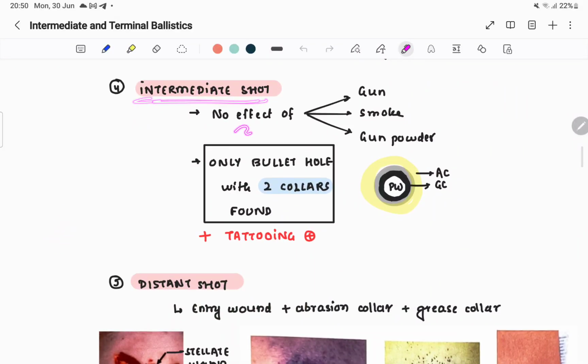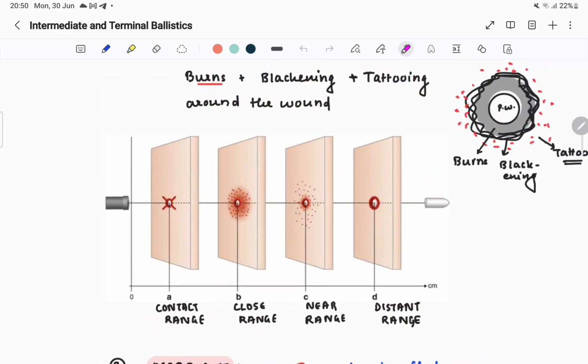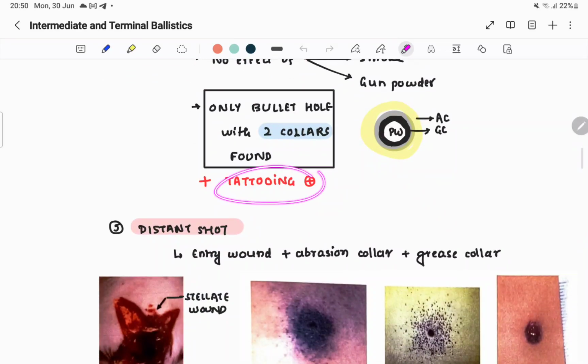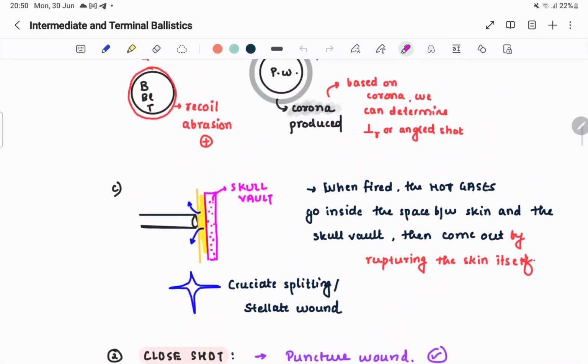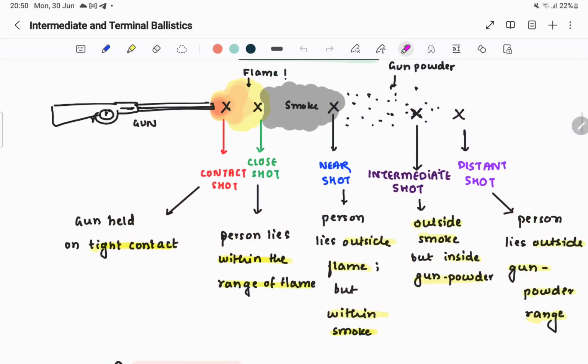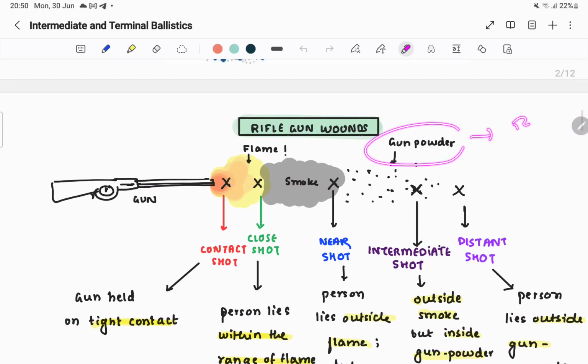Intermediate shot. No effect of flame, smoke or gunpowder. No effect at all. Only a bullet hole with two colors. Intermediate shot means tattooing will be present, of course. Tattooing, because the person is in gunpowder range. This gunpowder was producing tattooing, right? Tattooing.